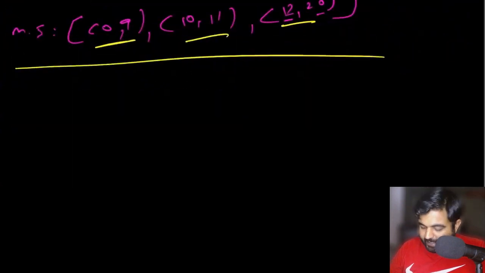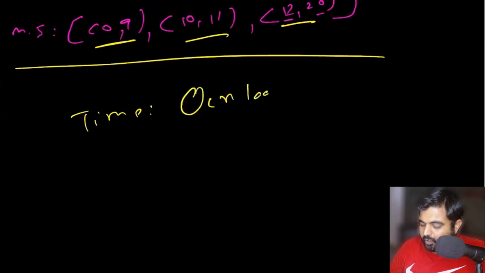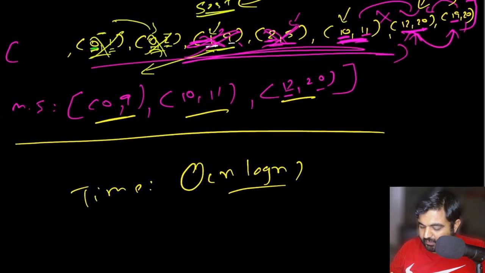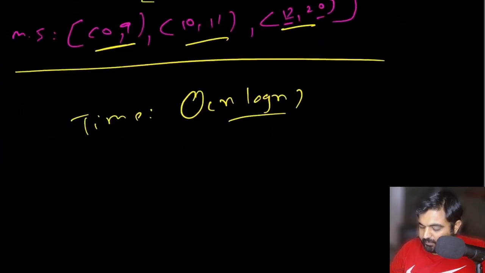Now, if we see the time complexity for this one, the time complexity is actually going to be big O of n log n, because n log n is needed to generate this sorted result. And then we can solve this problem in big O of n time. So it's going to be big O of n log n plus big O of n, but in general we can write it as big O of n log n.